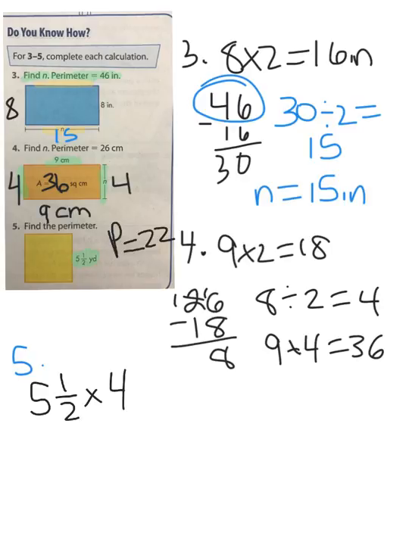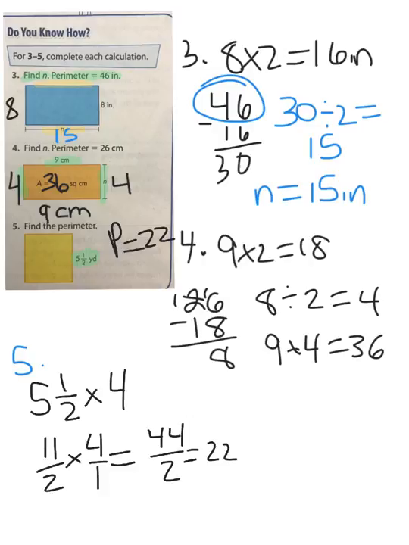But if you didn't know that, you can just change it like we've been practicing. You can do 5 times 2 is 10, plus 1 is 11, so 11 over 2 times 4 over 1. You can multiply across, 44 divided by 2, which would be 22. You could also use the trick that I showed you, and if we have 11 over 2 times 4 over 1, I know that 2 is a multiple of 4. So I can divide both sides by 2. 2 divided by 2 is 1. 4 divided by 2 is 2. And I also get 22.